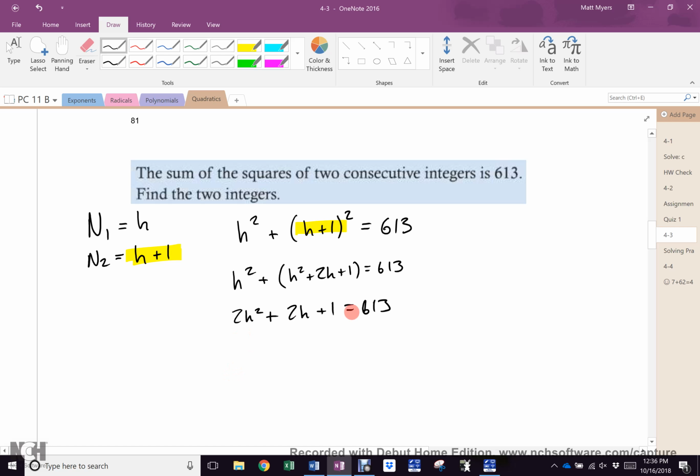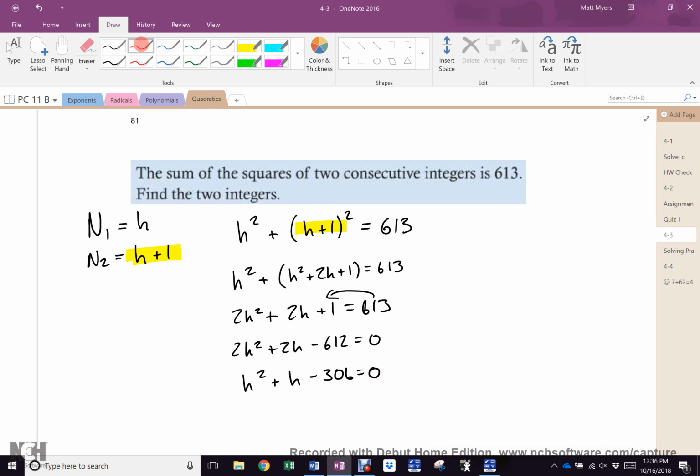I would divide everything by 2, except it's going to be a pain because that's 1 and 613. I'd bring that over first, right? 2h squared plus 2h minus what equals 0. Now I would divide by 2. H squared plus h minus 306 equals 0, yeah? And that's yucky to factor, right? Crazy yucky to factor. Probably won't factor.